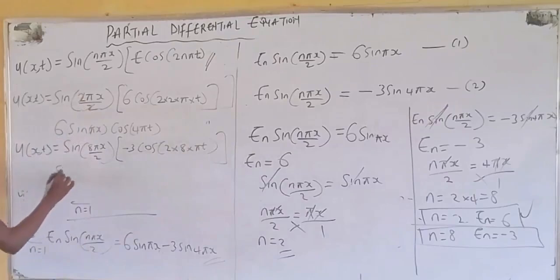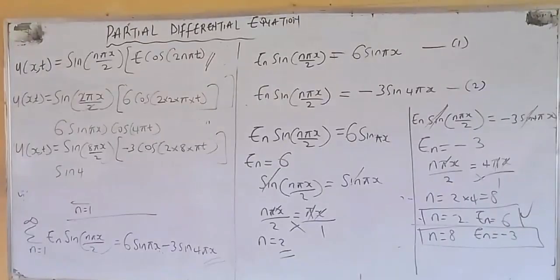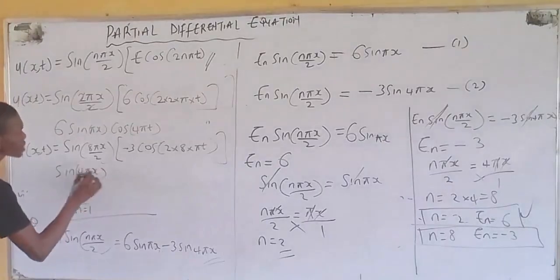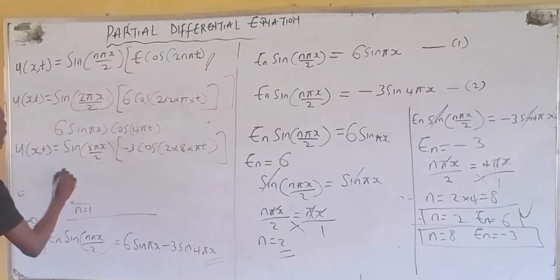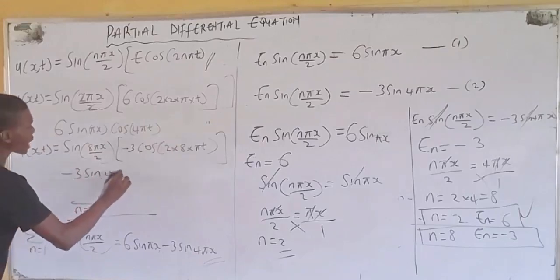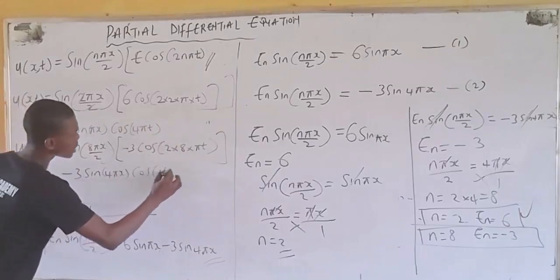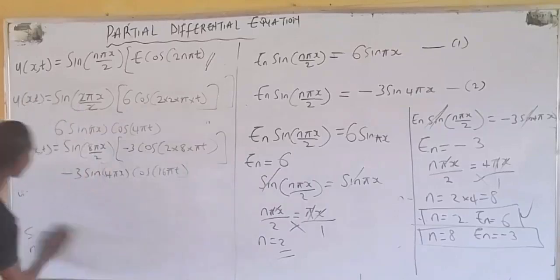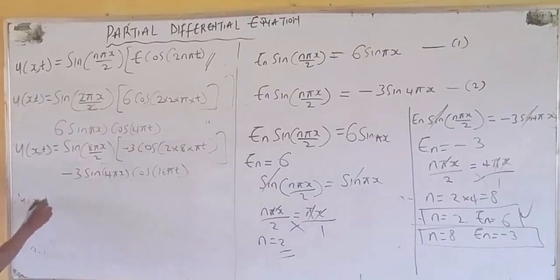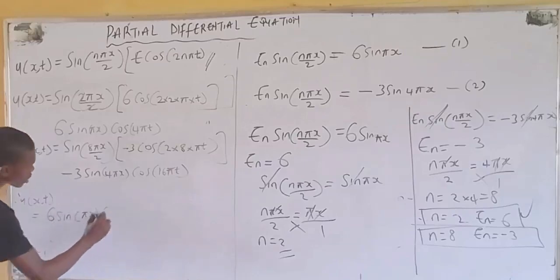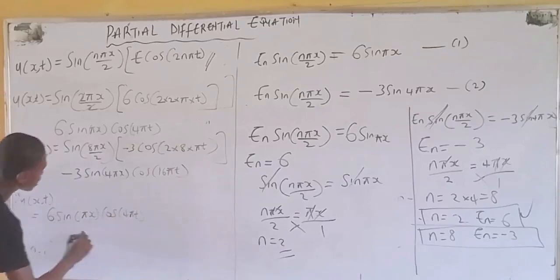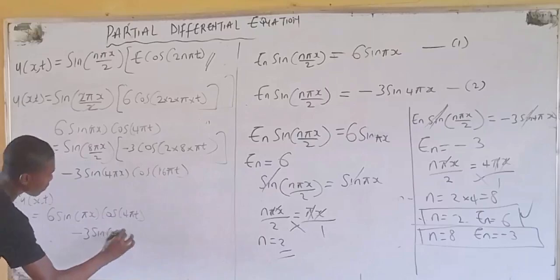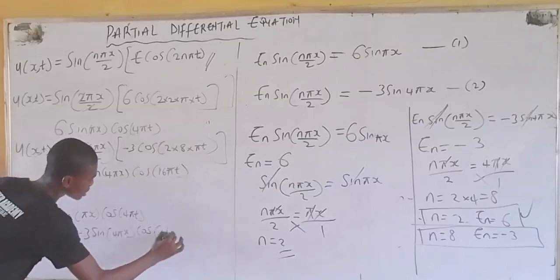This becomes what? Sine 4 pi x, right? By the time you do this, I have negative 3 sine 4 pi x, right? Cos 16 pi t. So this is our final equation. Therefore, u as a function of x and t is equal to this first one, which is what? 6 sine pi x cos 4 pi t minus 3 sine all into bracket 4 pi x cos all into bracket 16 pi t.